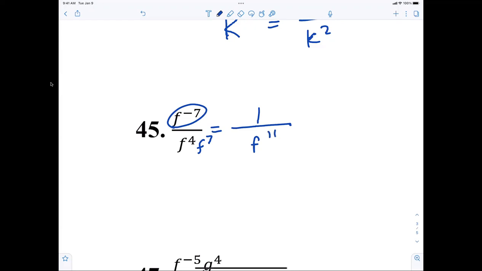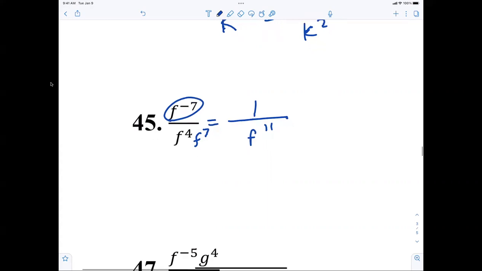That's why I tell kids, don't try to simplify if it has a negative exponent. Move it first. That will avoid little mistakes. If it has a negative exponent, just change it. If it's in the numerator, put it in the denominator. If it's in the denominator, put it in the numerator. All right, here we go.